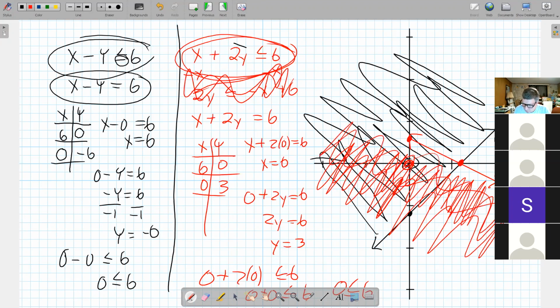All right, so where's our solution of the two? Where do they intersect? Well, let's go to green. They're going to be right here. Okay, so it's below the red and above the black. All right with that?